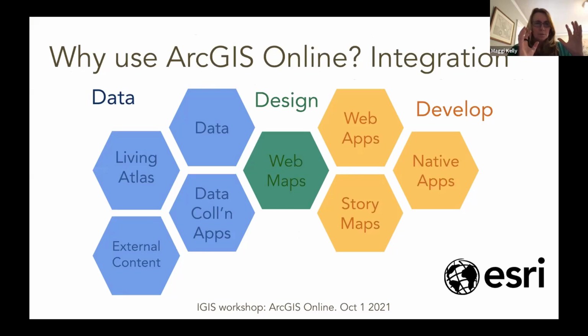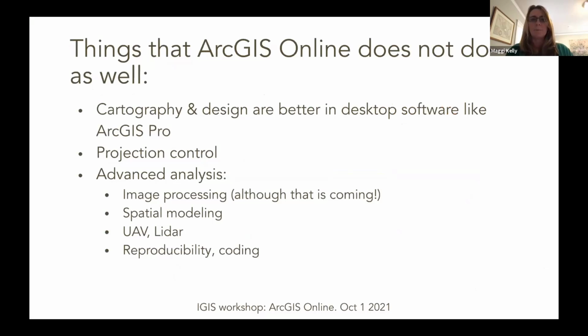process. There's a lot of Esri data that's at your fingertips from places like Living Atlas or your data collection apps or your very own data. We're going to talk to you about this in the workshop. You can do really great design, customize the symbology, the look and feel when you create your web maps, and then you can develop these apps by linking to lots of native apps from Esri, like, for example, story maps.